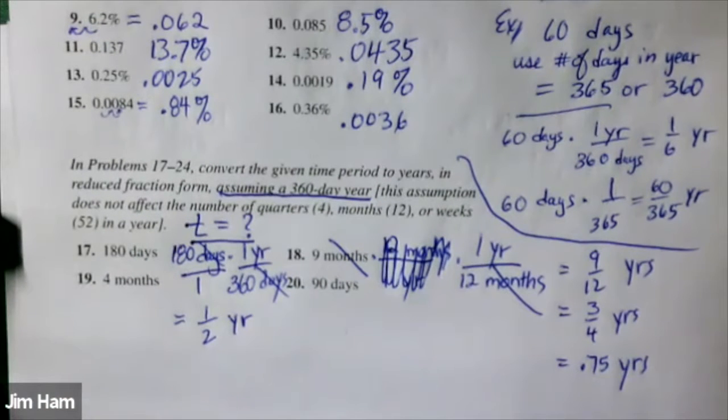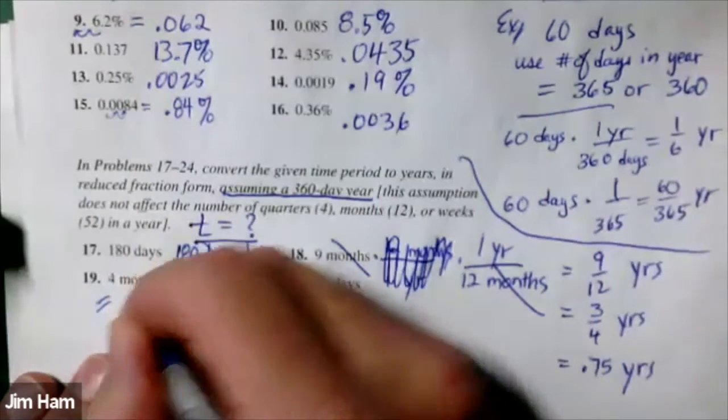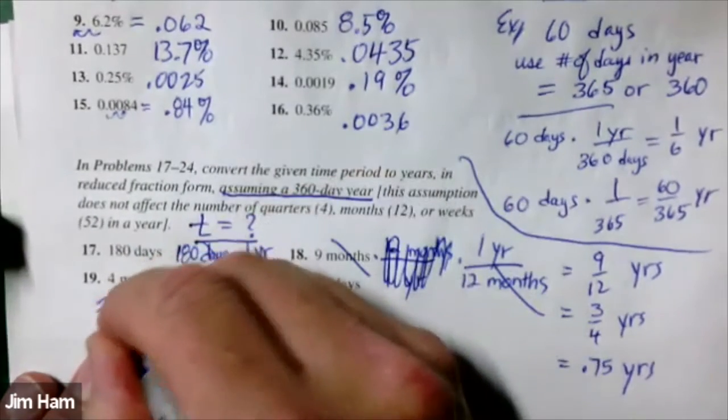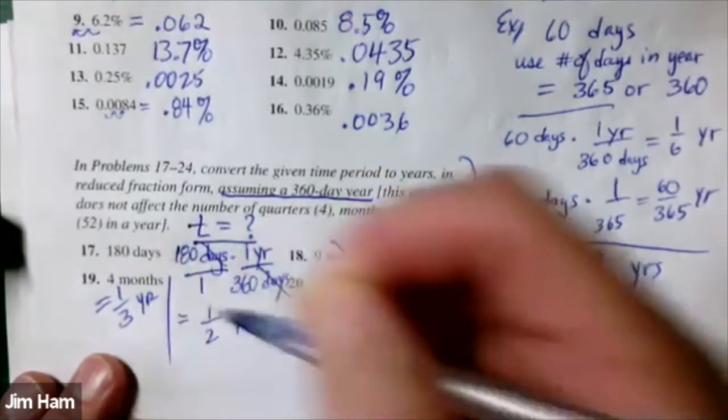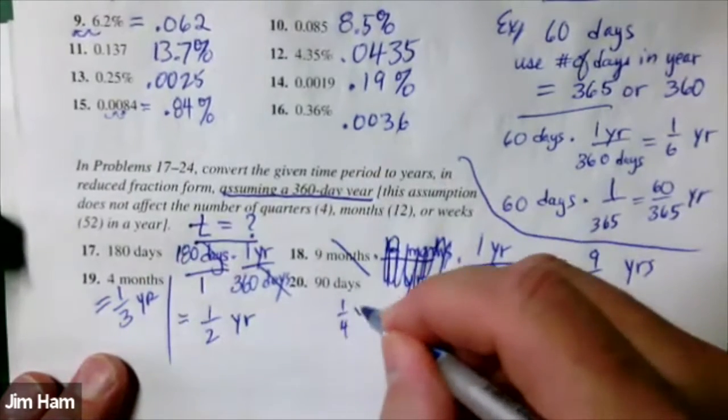You can see the unit analysis there where we're canceling out the units, changing months to years. In a similar way, 4 months would be 4 out of 12, right? So 1/3 of a year. And 90 days would be 1/4 of a year.